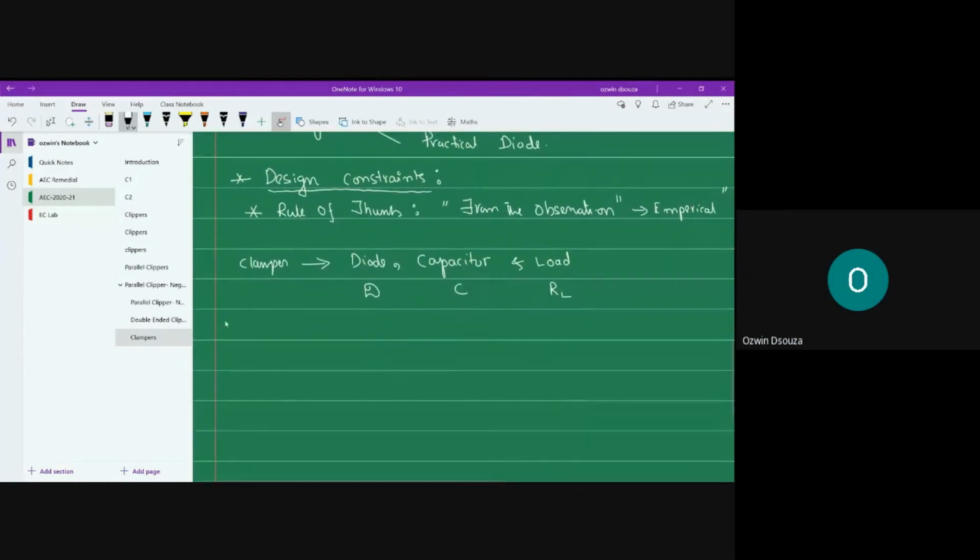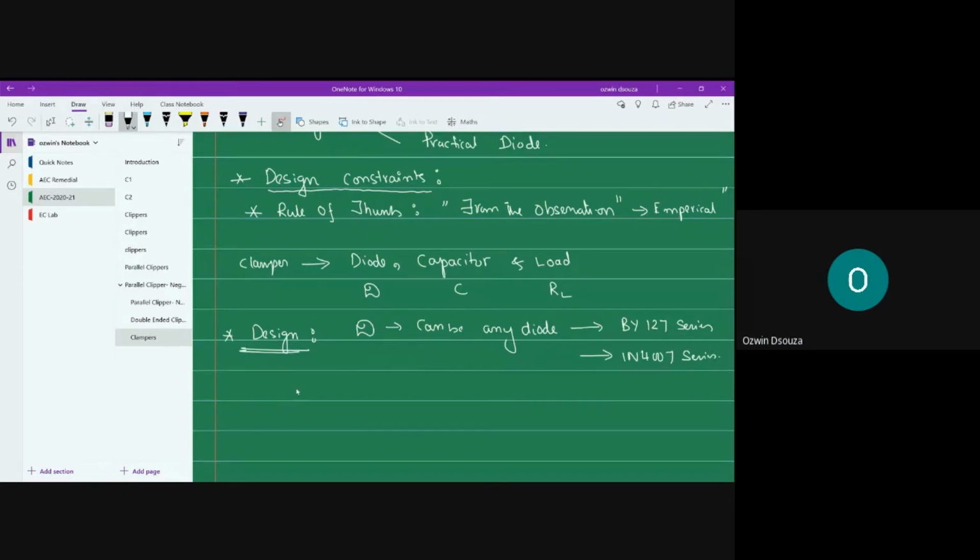Now, when you have to design a particular clamper circuit, the diode can be any diode. It can be, let's say, a BY127 series, or a 1N4007 series. You have different types of p-n junction diodes. Any diode you can choose for your clamper operation. So there is no restriction on the selection of diode.